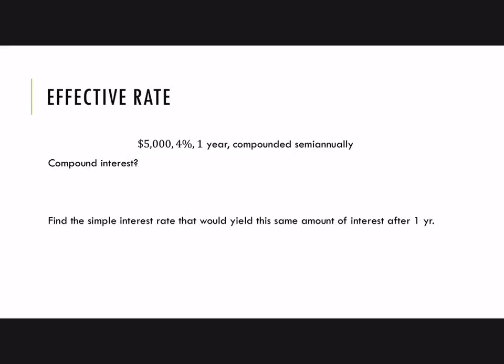Alright, so here's an example. Let's suppose you have an investment of $5,000 at 4% for 1 year, compounded semi-annually. So what we'll do is find the compound interest first, and then find the effective rate, and the effective rate is the simple interest rate that gives the same amount of interest after 1 year. Alright, so we have all these varying rates and compounding periods, but we're going to even them all out and look at the simple interest rate that gives the same amount of interest.